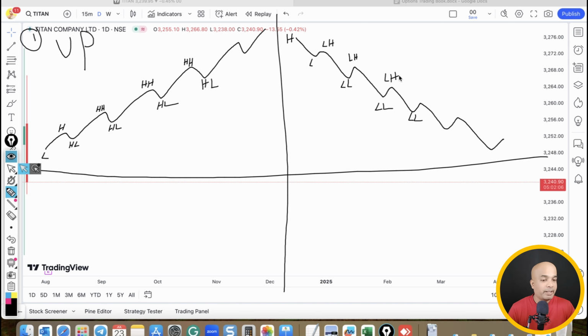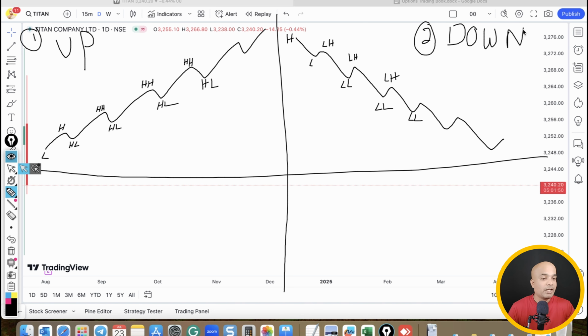But my point is very simple, friends. Whenever the price keeps on making lower highs, lower lows, lower highs, lower lows, we can consider the price to be in a strong downtrend. So if the price is making higher highs and higher lows, it means uptrend. If the price is making lower highs and lower lows, it means the price is in a strong downtrend. Okay. So the third one is sideways trend.